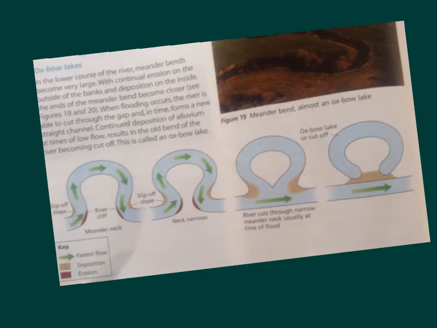So if you do an exam question and it says, how is an oxbow lake formed, or draw a diagram of a feature of a meander's development, you can do something like we've got at the bottom here, showing this development.